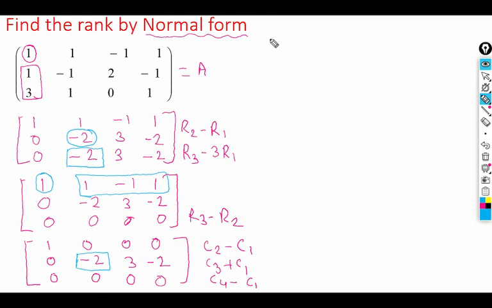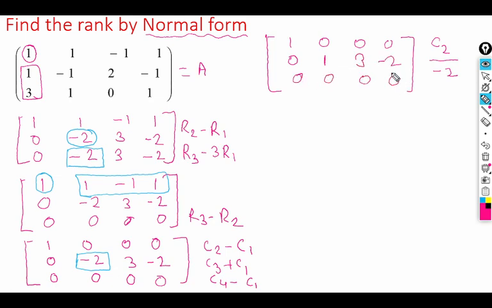So the next transformation, I will do it here, this side, by C2 upon minus 2. So first column as it is, 1 0 0 0 0. Now this is C2 upon minus 2, so this becomes 1. 3 minus 2 as it is, and remaining entries are also as it is. That's one, so simple.